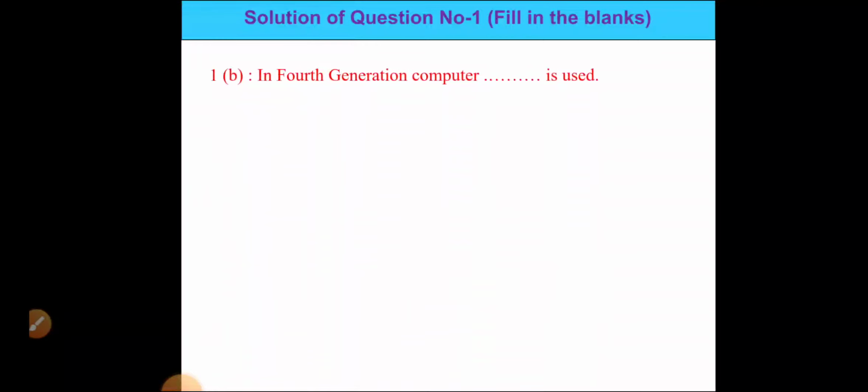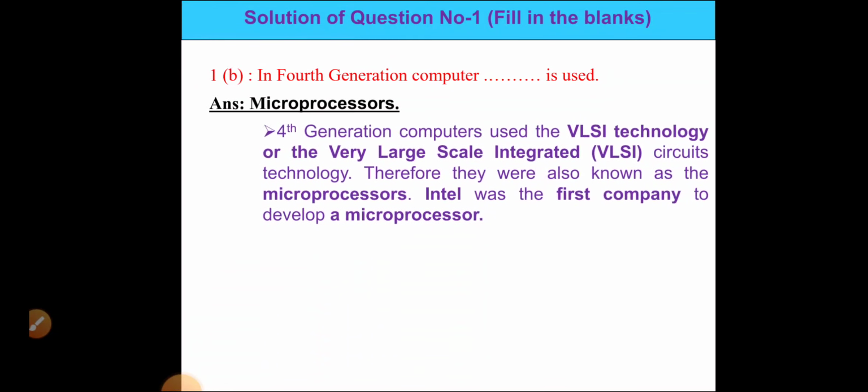You can easily answer these questions from the previous slide: in the fourth generation computer we use the microprocessor. Next, the fourth generation computer uses VLSI, that is very large scale integration technology or circuit. Therefore they are also known as microprocessors. Intel was the first company to develop the microprocessor.